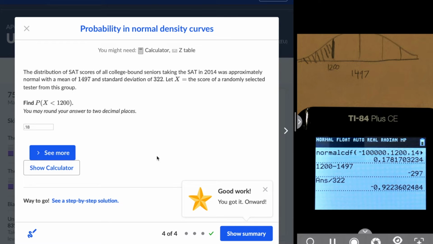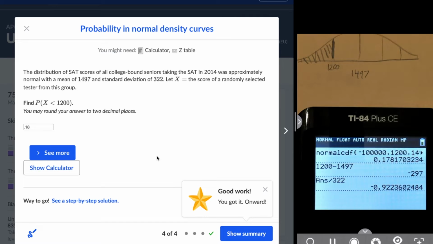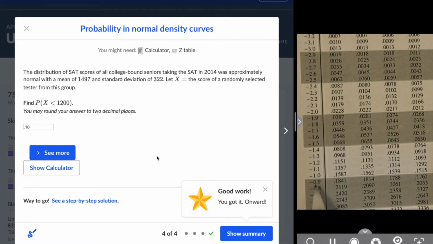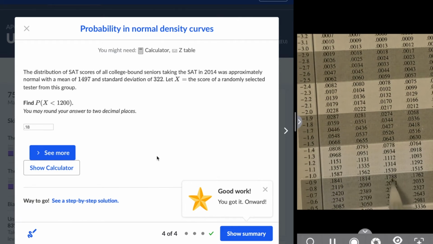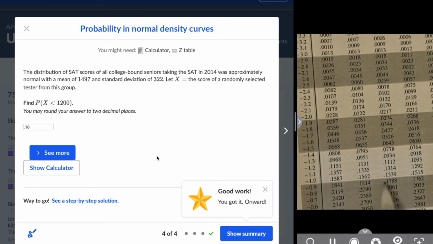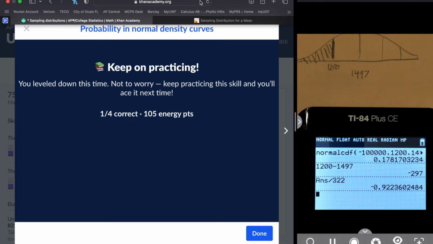And we want the area to the left of that z-score, so we could take out our z table, and we could find negative 0.92, so negative 0.9, and that's 0, 1, 2. I get 0.1788, which also to 2 places rounds to 0.18. So there we go, 2 different ways of getting the same answer. Maybe we'll look at 1 or 2 more of these questions.